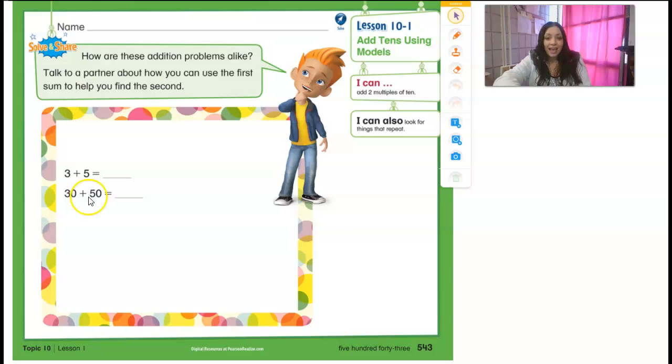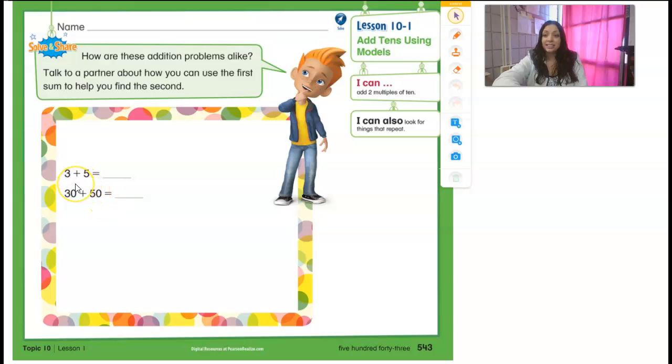So they're the same in the fact that they have a 3 and they have a 5, but they're very different when we talk about their quantity or how much they are. 3 is a very different number than 30, and 5 is a very different number than 50. When we say 3 and 5, we're just talking about ones. But when we say 3 and 30, we're talking about 3 tens. And 5 and 50 is talking about 5 tens.